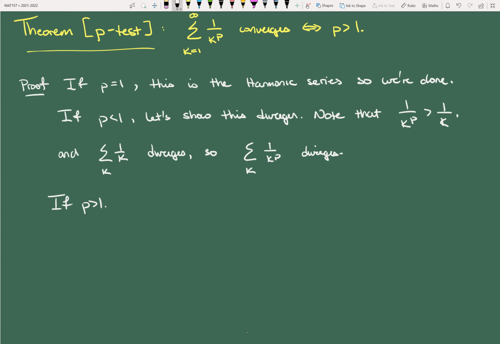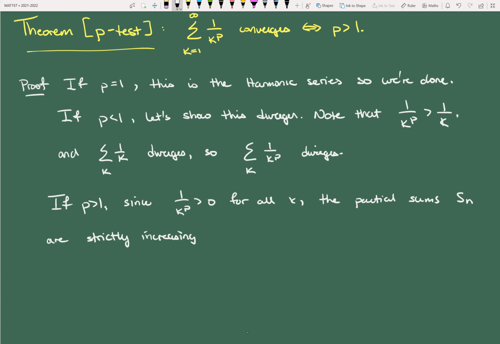Okay, so if p is less than 1, since 1 over k to the p is greater than 0 for all k, the partial sums, let's give them a name, S_n, are strictly increasing, actually, right? Our summands, the things that we're adding together, are all strictly positive. So that must mean that our sum is strictly increasing. Great. So all we need to do then is show that it's bounded from above in order to prove that it converges, right? So let's show that it's bounded from above.